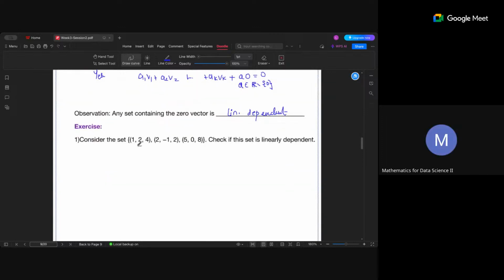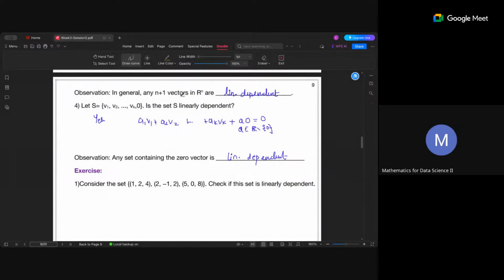So consider the set (1, 2, 4), (2, -1, 2), (5, 0, 8). Check if this set is linearly independent. How will you check? By solving the system of equations, right? Yes, Gaussian elimination. One straightforward method I will tell you instead of the method we used here.